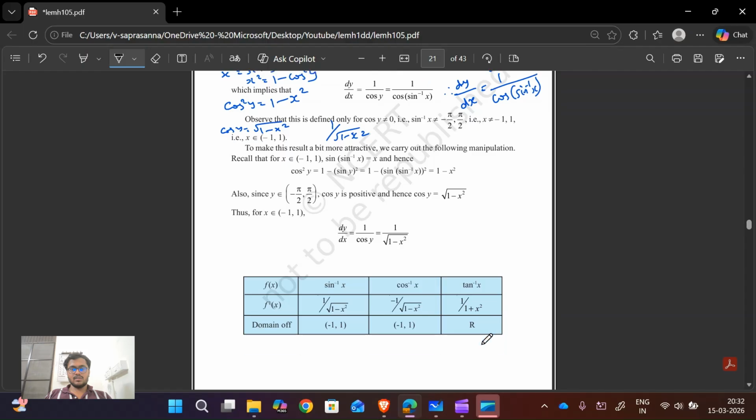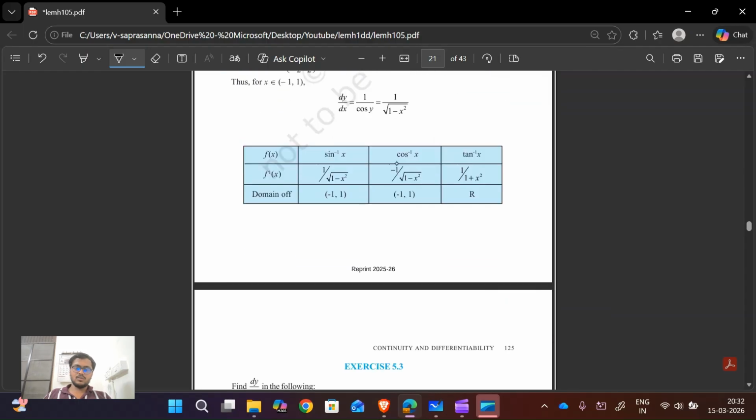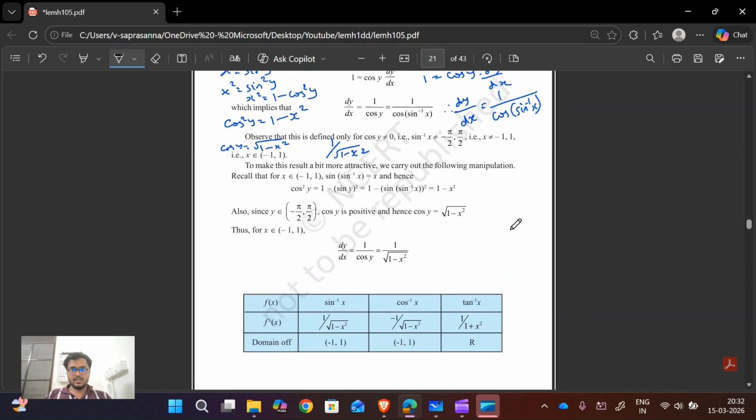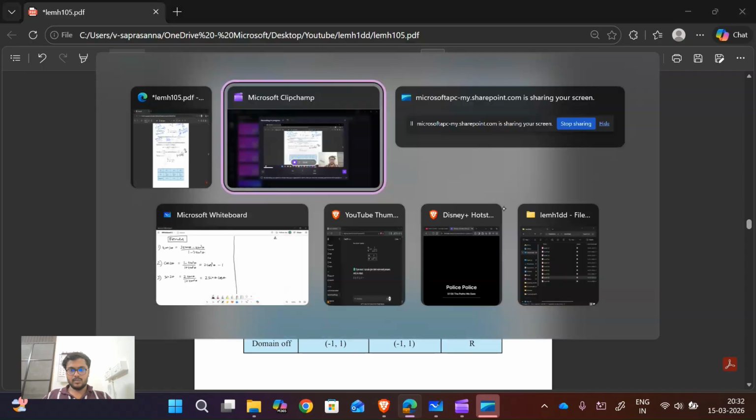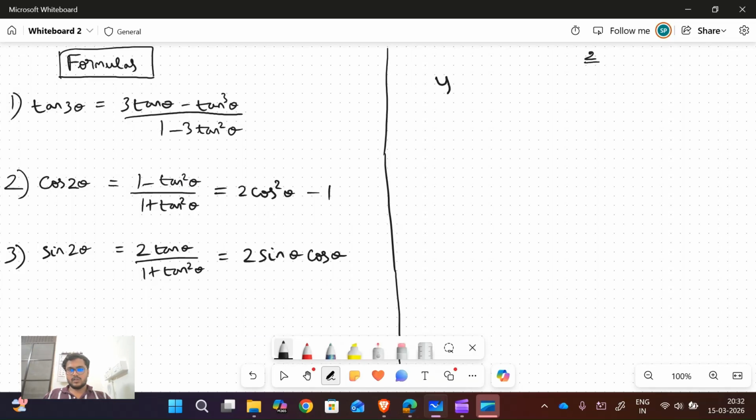This is actually quite interesting. I'll tell you one example of sine inverse x. If you consider y equal to sine inverse of x, you have to find dy by dx. We'll try to solve that on the whiteboard. So your y will be sine inverse of x. I'll just solve for sine alone. You can try for cos and tan and all.